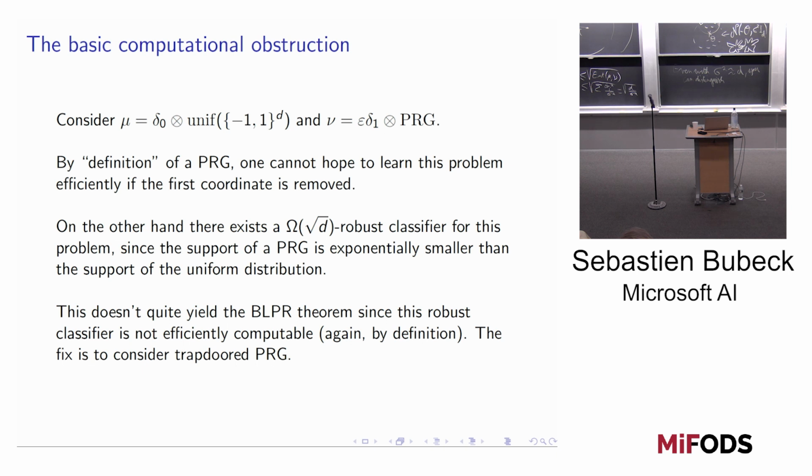So the fix is to consider what's called a trapdoored PRG. Trapdoor just means that there will be a secret key, and if you know the secret key, then you can tell between the two. So information theoretically, we will be able to search over the key, but computationally, we can't do that.